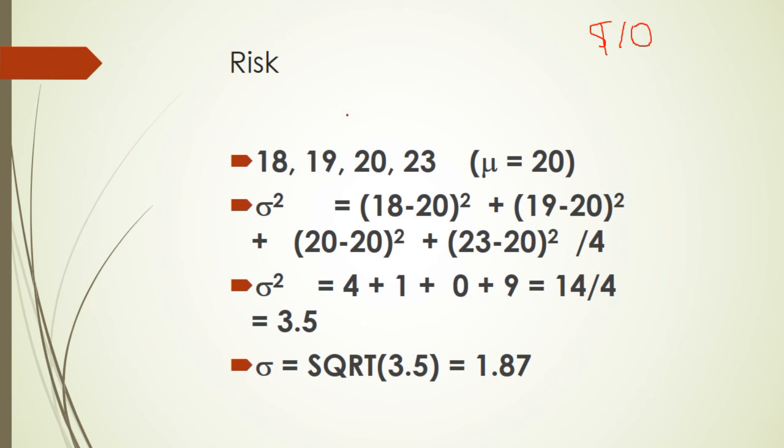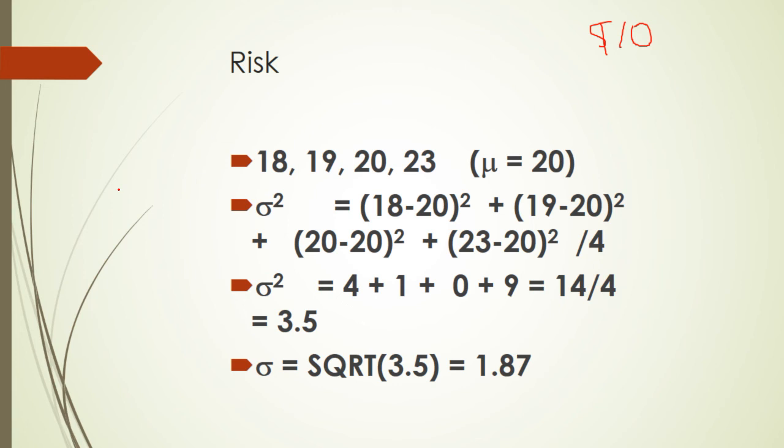And a year from now, I'll give you however much money I have, and that's either going to be 18, 19, 20, or 23. Okay? So the mean of those 4 numbers is 20. On average, that means I'm going to get $10 in profit for my $10 investment. That's pretty good for a year.